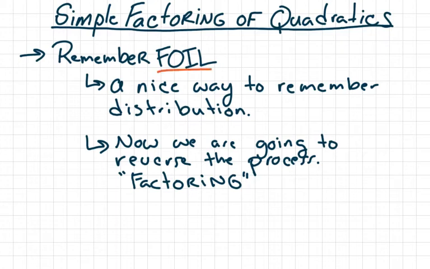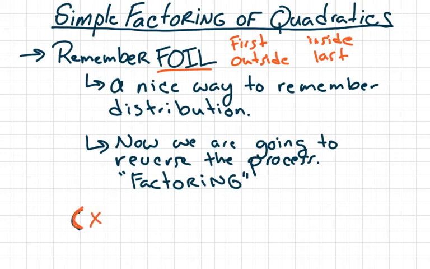Okay, so if you remember the acronym FOIL, which stands for first, outside, inside, last, it is a way to distribute two binomials, meaning two of these things here. I'll do it down here in red.